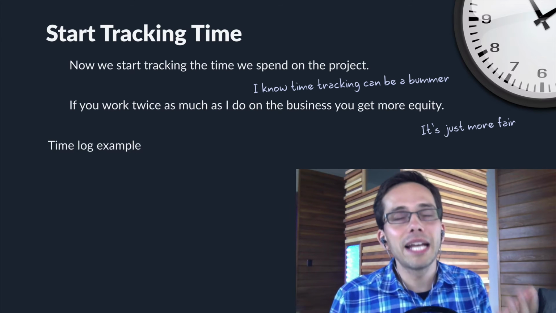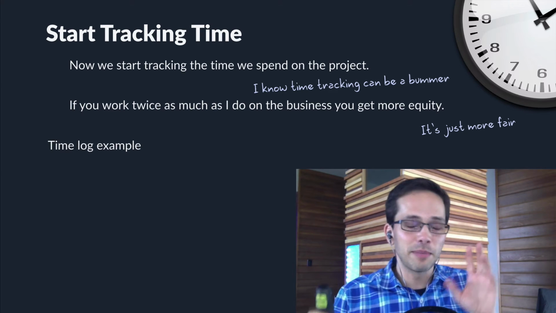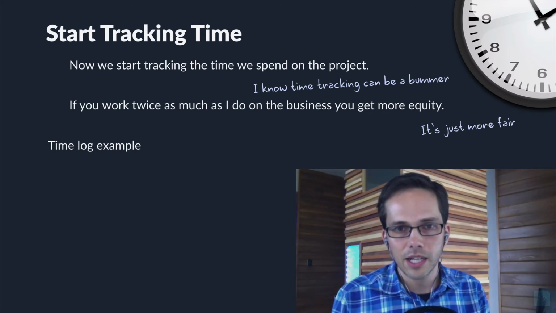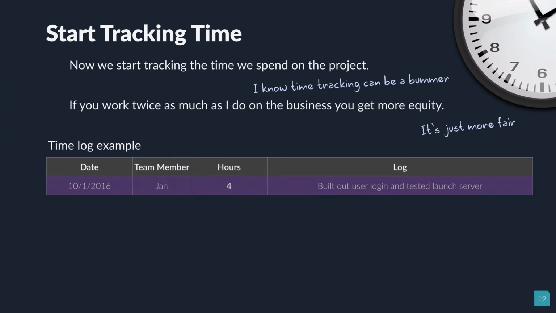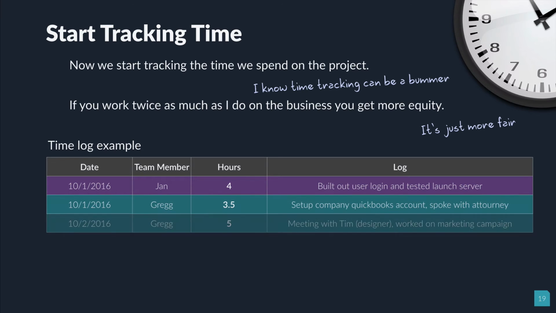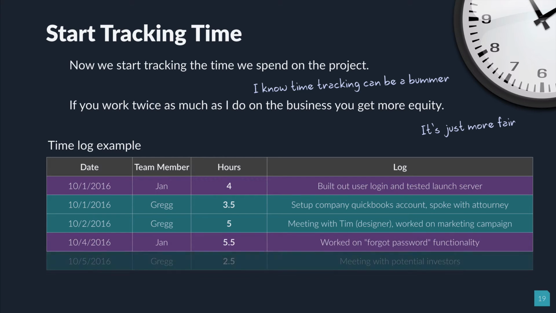So what might a time log look like? I think it can be intimidating if you haven't done them before. Here's an example. So here I've got a time log. Looks like Jan logged 4 hours, and she just wrote a quick note that she built out user login and tested the launch server. Simple enough. And then I did some logs and did some more, and Jan did one. And as you can see, it's pretty simple. We just write out some description of what we worked on for those sets of hours. And we can just do this once a day. Time logging can be pretty simple.